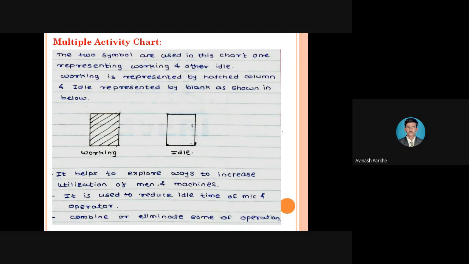Similarly, one machine can perform a number of operations. If you take the example of a lathe machine, in a lathe machine we can perform facing, turning, grooving, threading, then chamfering, and then drilling.